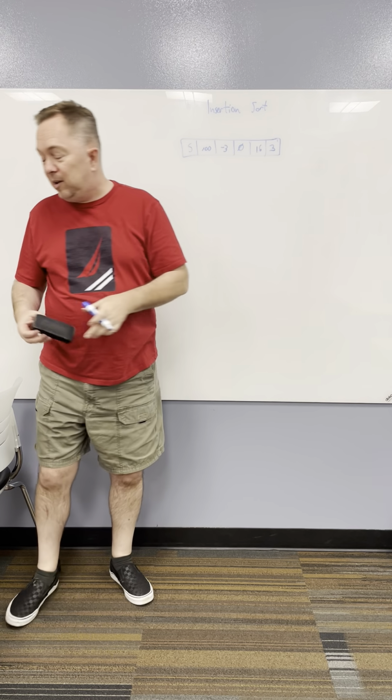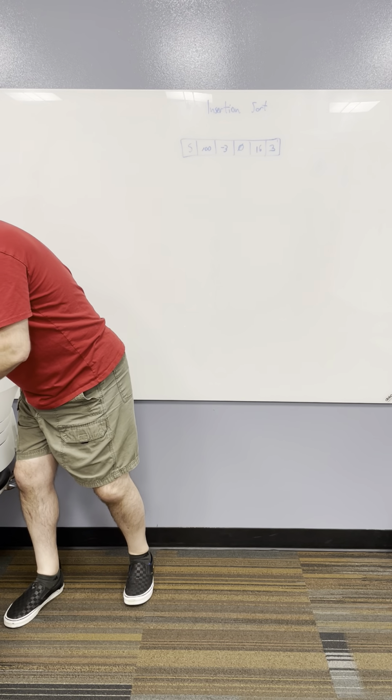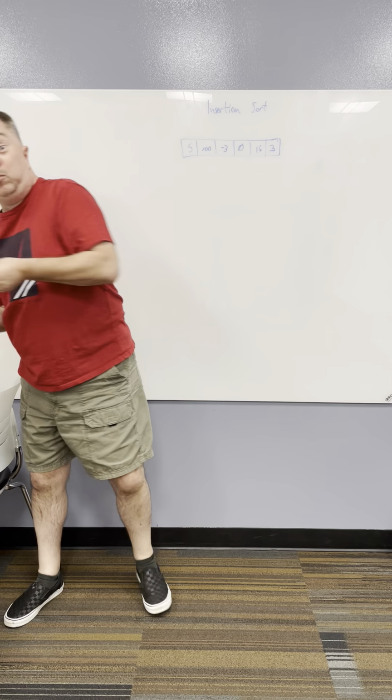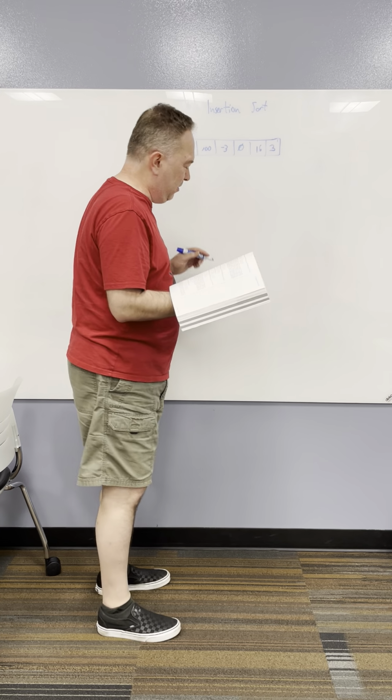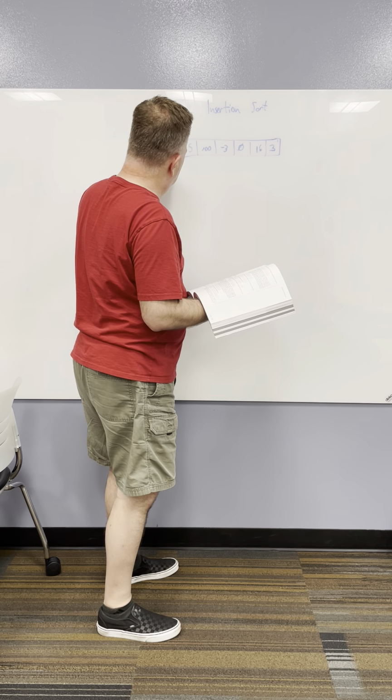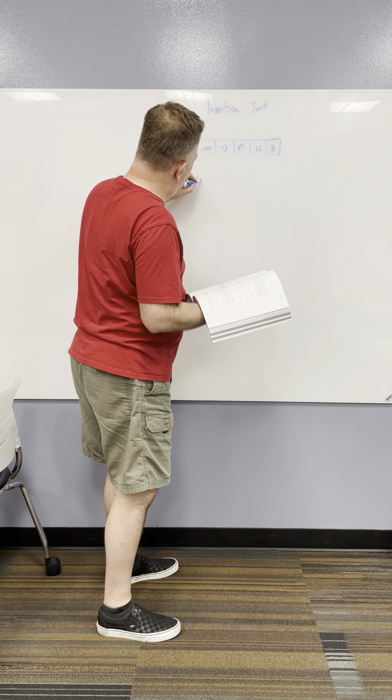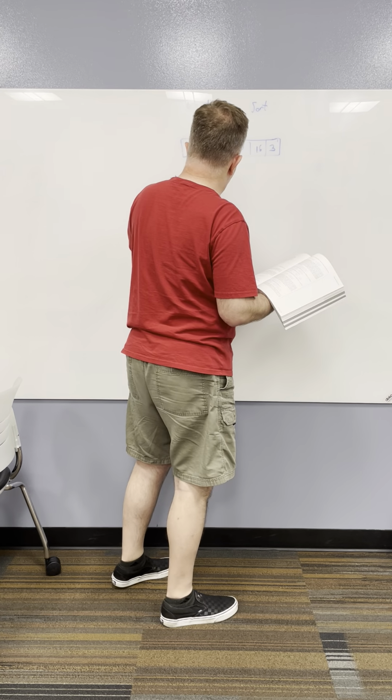Actually, let's do this. This will help me. I'm confused because there's multiple ways to do this. Let's look at how the code does it, and then that'll become more informative. Okay, public void insertion sort.